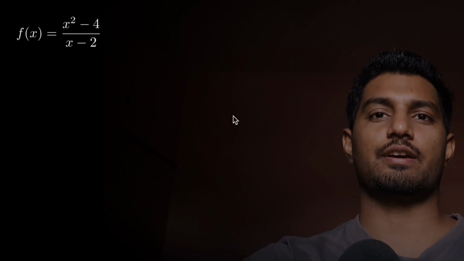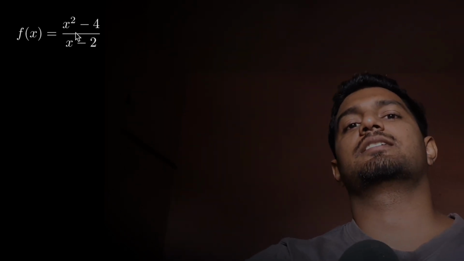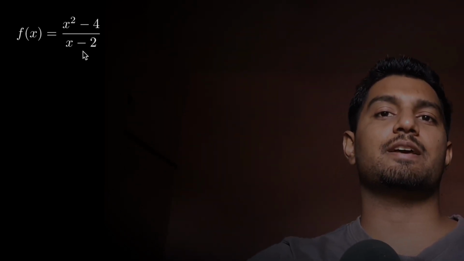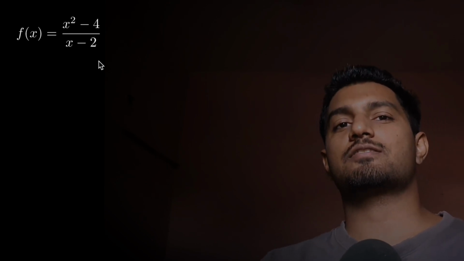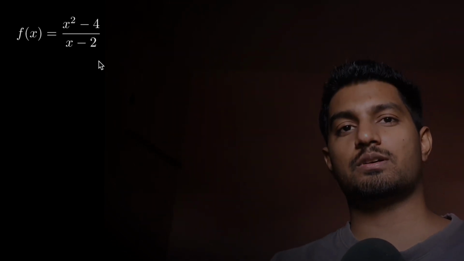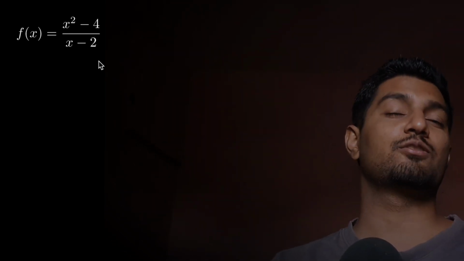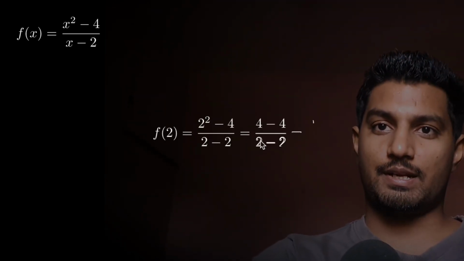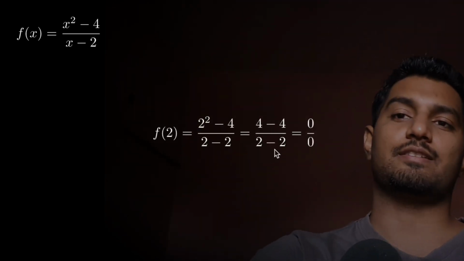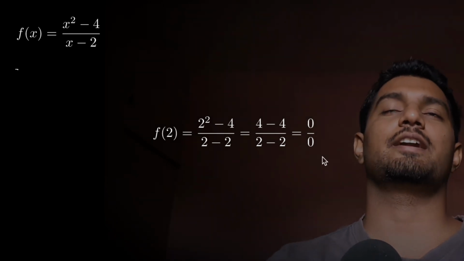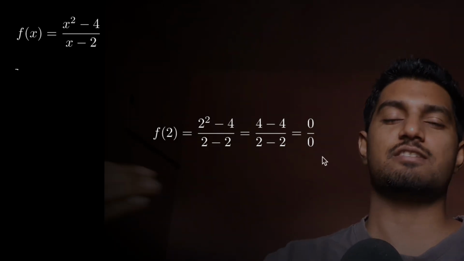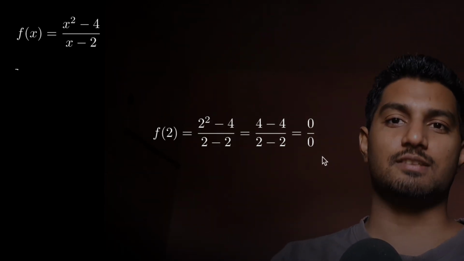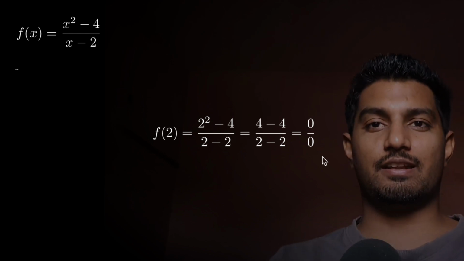As you can see over here, this function is x square minus 4 divided by x minus 2. What is special about this function is that if you input 2, you will find no solution, because once you input 2, it becomes 4 minus 4 on top and 2 minus 2 below, which is 0 by 0. 0 by 0 is called an indeterminate form. There is no solution when you divide 0 by 0. But there is a way we can find a solution.